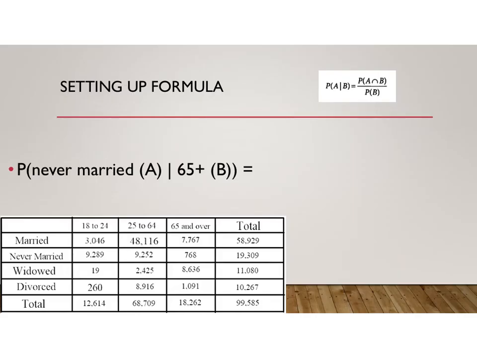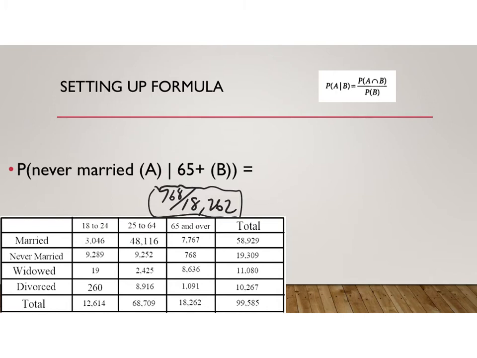Now, setting up the formula here for never married given 65 plus. Of course, the quick and easy way to see this would be just using the table. If we just use the table, given that you're 65 plus, there's 18,262 who are 65 plus. And the numerator there would be the never married group, and the never married group is 768. So this is what we should end up getting.